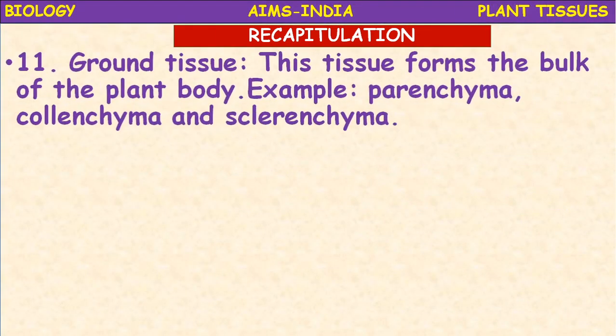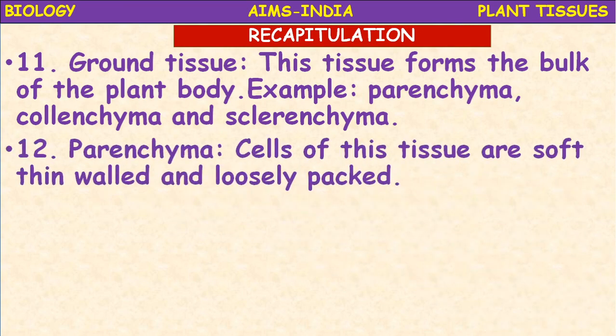Next, ground tissue. It is the third important tissue in the plants. It occupies the major part. So this tissue forms the bulk of the plant body. Examples: parenchyma, collenchyma and sclerenchyma.